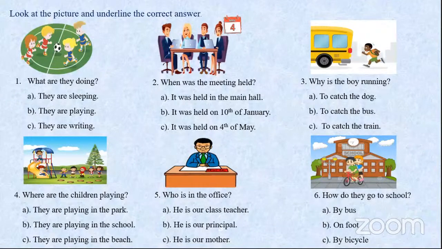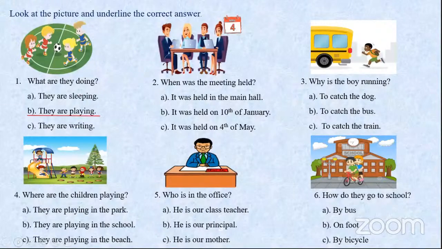Right, let's discuss the answers. Look at the first one. What are they doing? You can see a picture of some children, and we can see they are playing football. You are given 3 answers: they are sleeping, they are playing, and they are writing. So the first answer is, they are playing.